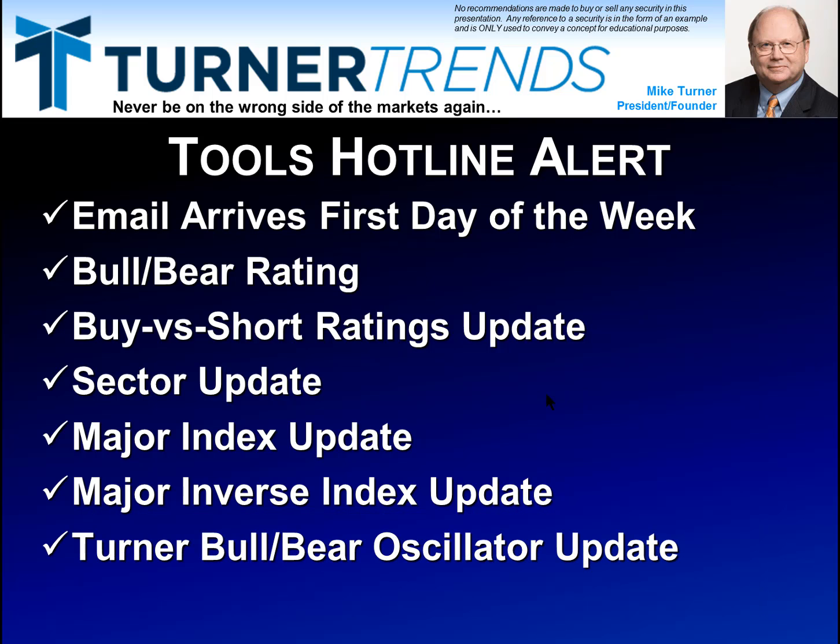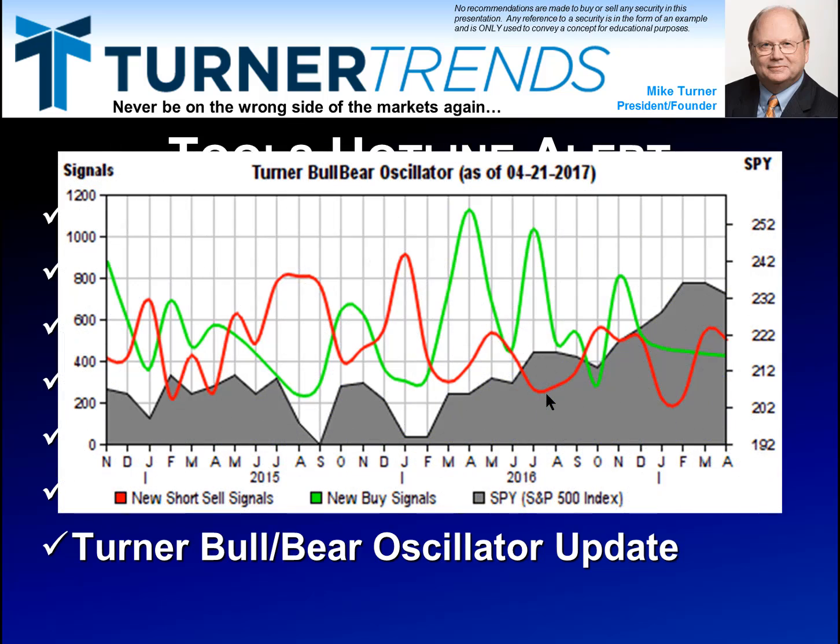Then I show you the oscillator. This is kind of a summary of the buy and short sell ratings, and this is what it looks like. The gray area you see here is the SPY, which represents the S&P 500, and the green is giving you an indication of the new buy signals that are being picked up, and the red's giving you an indication of the new short sell.